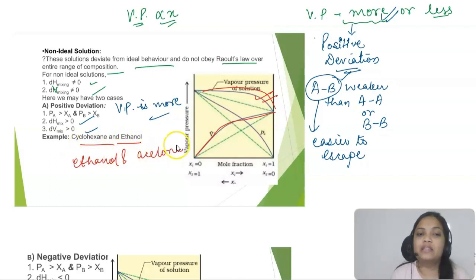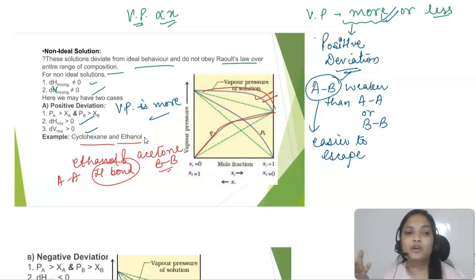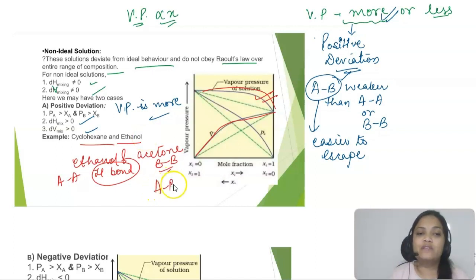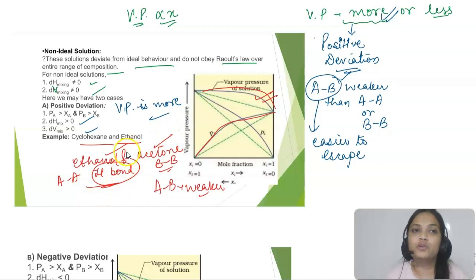So in ethanol there is hydrogen bonding, okay. So the interactions are very strong. Let's say AA interactions are very strong. But when you add acetone to it, acetone molecules will get in between the ethanol molecules. They will break those hydrogen bonds. So the AB interactions will become weaker than the AA or BB interactions. So that is why ethanol and acetone will also show positive deviation from Raoult's law, okay.